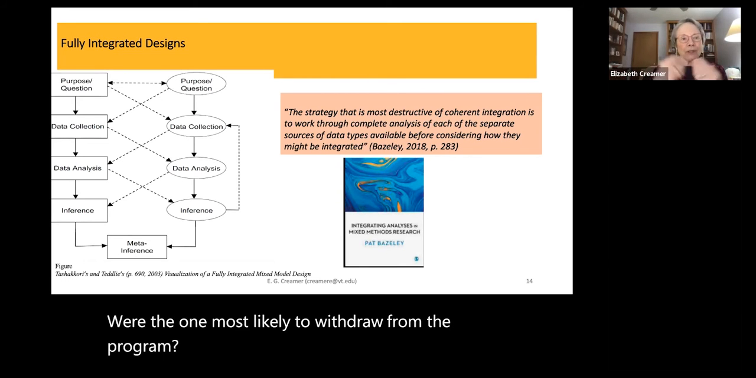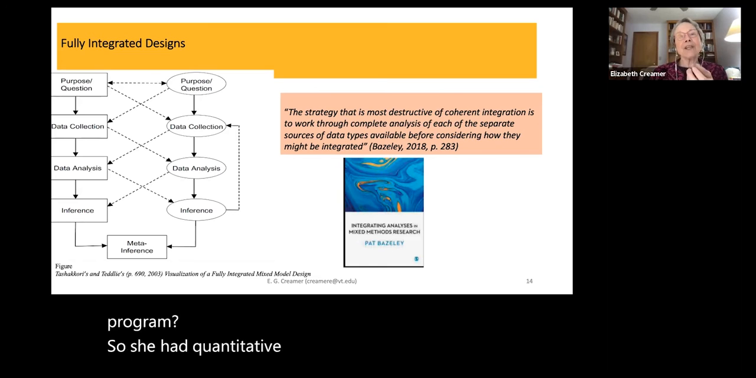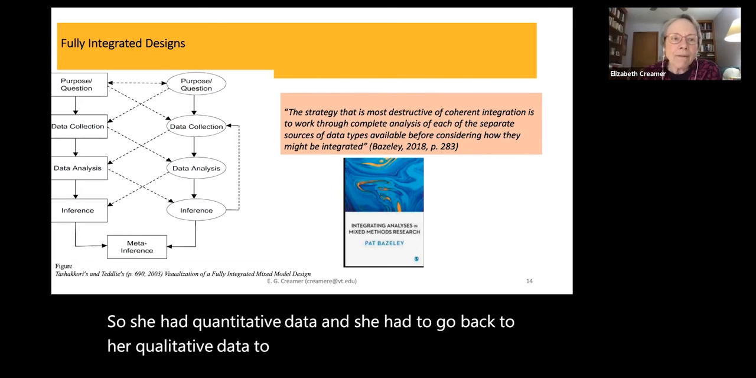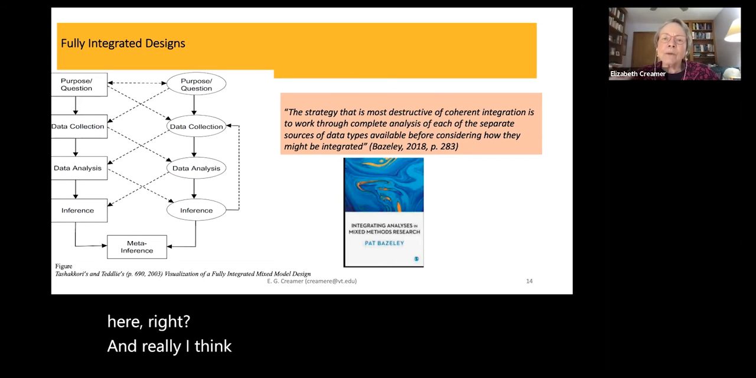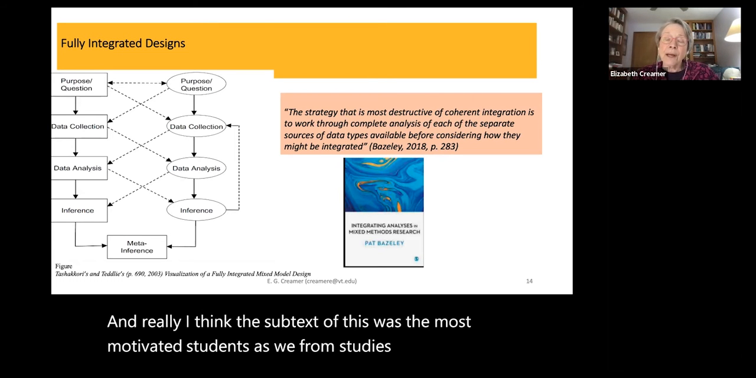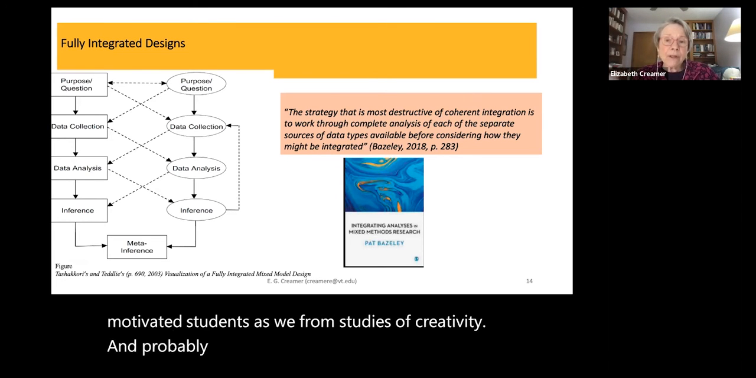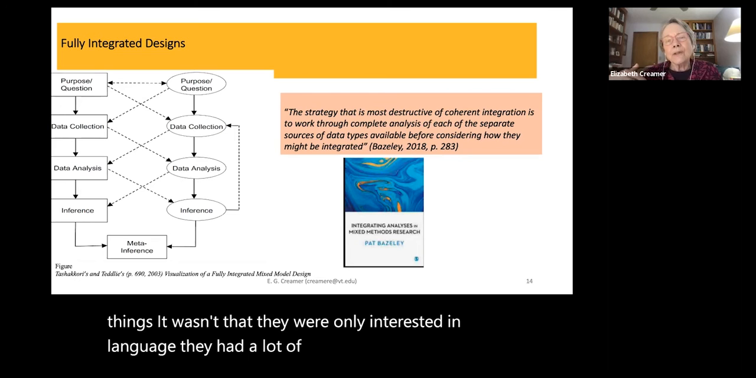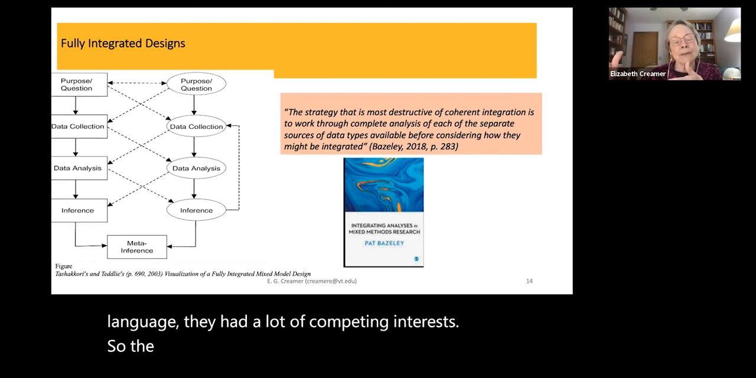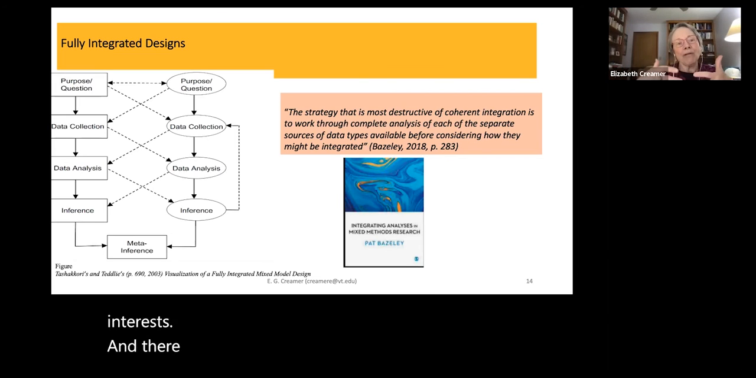So she had quantitative data, and she had to go back to her qualitative data to say, what's going on here, right? And really, I think the subtext of this was the most motivated students, as we all know from studies of creativity and probably motivation, were interested in a lot of things. It wasn't that they were only interested in language. They had a lot of competing interests. So the most motivated students had a lot of competing interests. And there is an example of that.